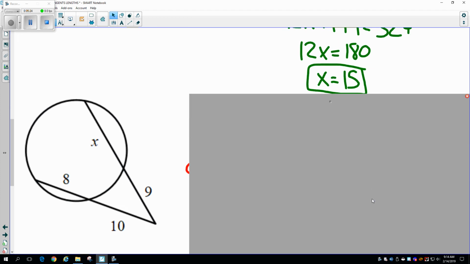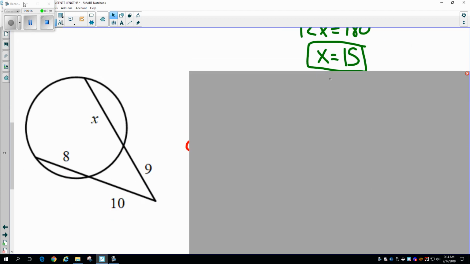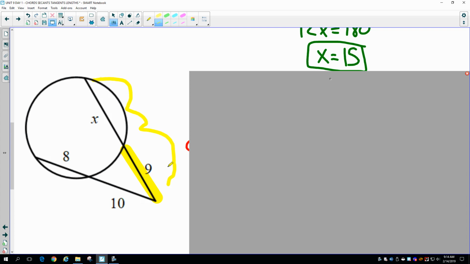So I'm going to do a couple more. You want to identify the outside piece and then the whole piece. Outside, it's quite literally outside, so this one is 9. The whole thing is the inside and the outside together. When we combine things, remember we're adding them, so it's x plus 9. The outside piece here is 10. To get the whole thing, I need to combine 8 and 10. That's 8 plus 10, which is 18.